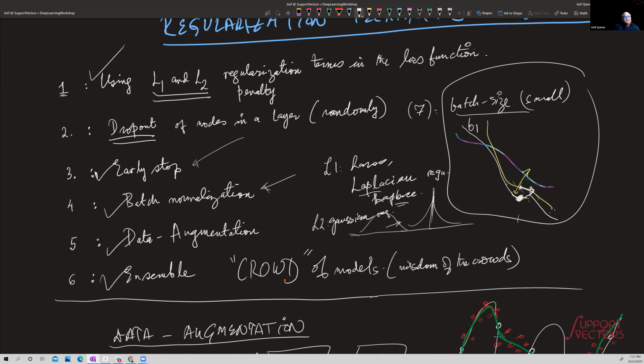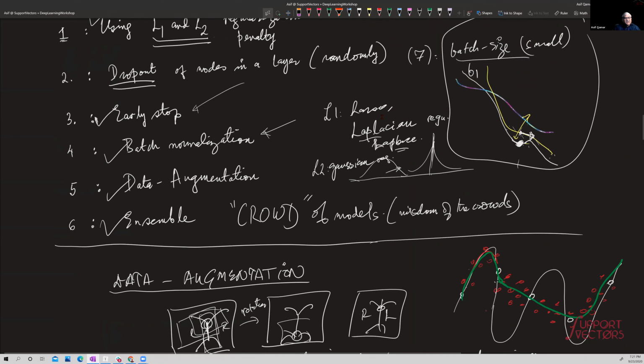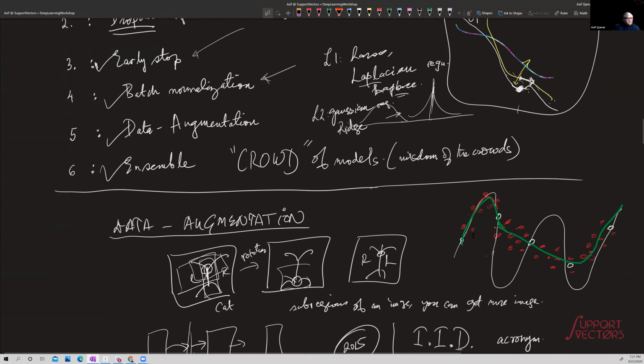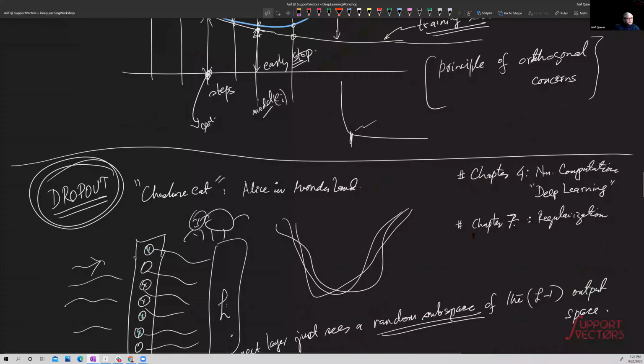Now, I've used some esoteric words. If it doesn't mean anything to you, don't worry about it at all. It will make sense only to people who have done some amount of Bayesian learning with me. But just know that these are other words that people use. L2, Gaussian, and ridge are the same thing. L1, lasso, and Laplace are the same thing. So those are the methods of regularization.